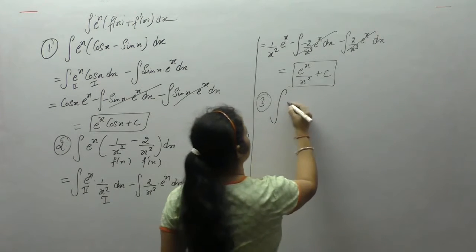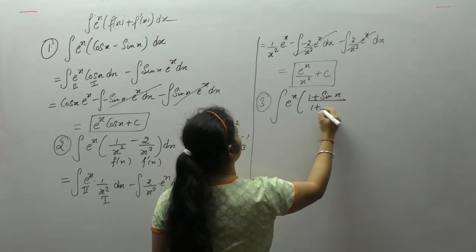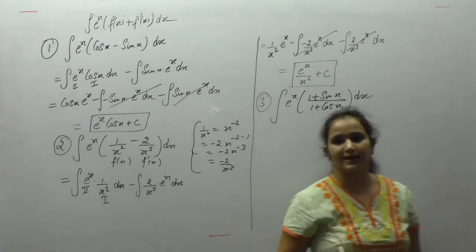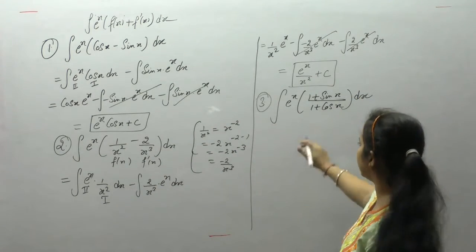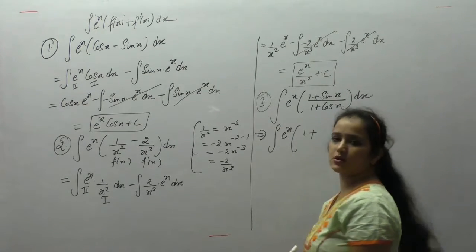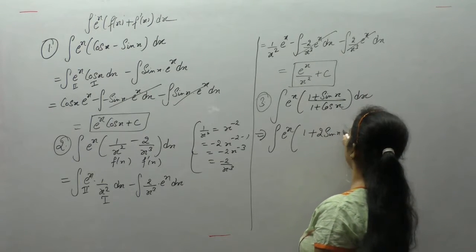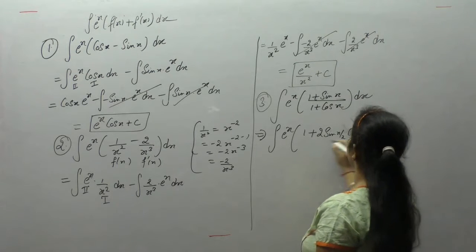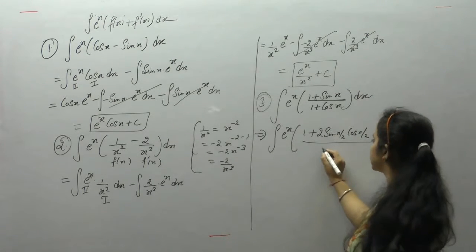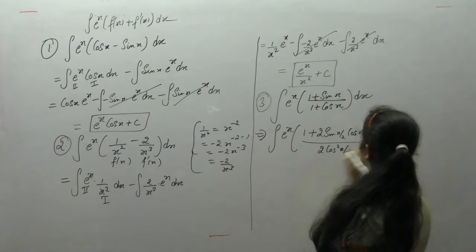Next is integral of e^x (1 plus sin x upon 1 plus cos x). We know 1 plus cos 2x is equals to 2 cos square x. Sin 2x is equals to 2 sin x cos x, but the angle here is half. So 2 sin x by 2 cos x by 2. And 1 plus cos 2x is 2 cos square x. Here the angle is half, so 2 cos square x by 2.